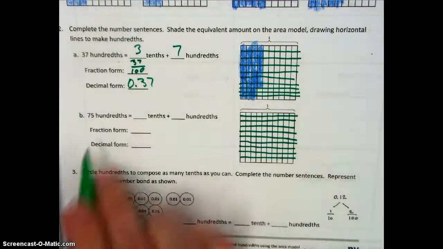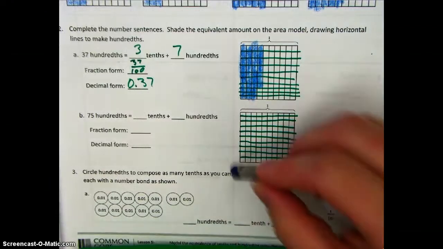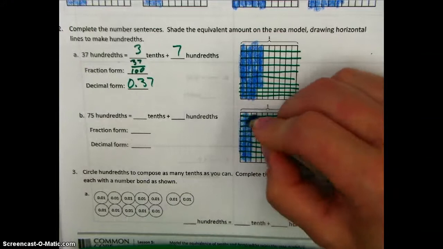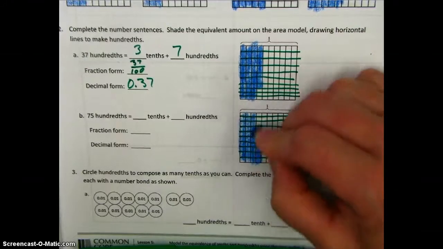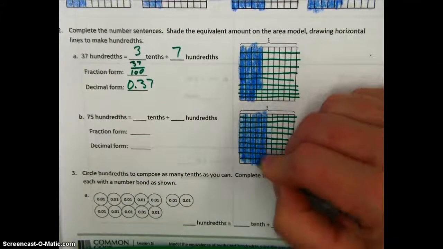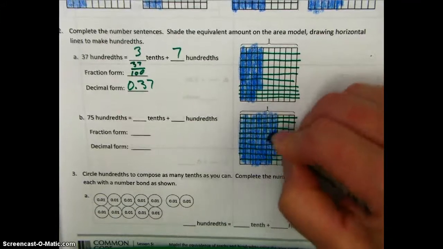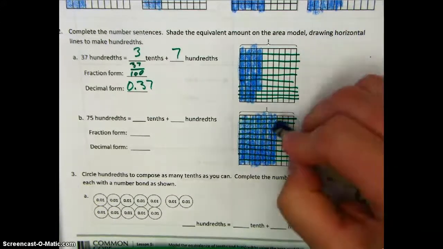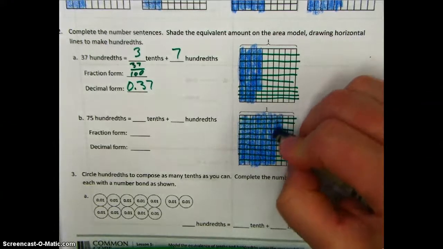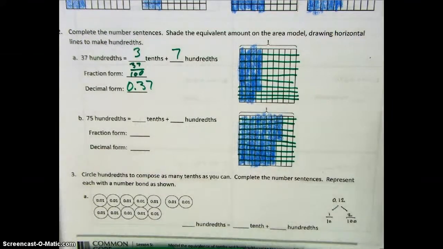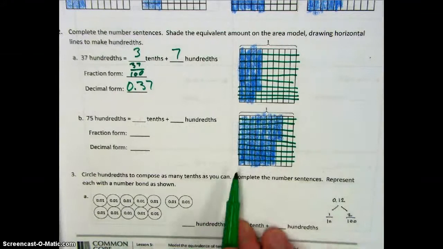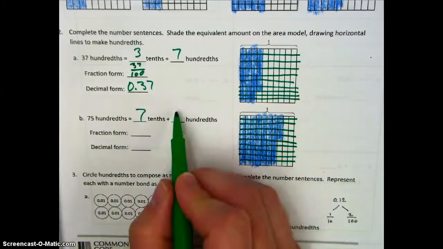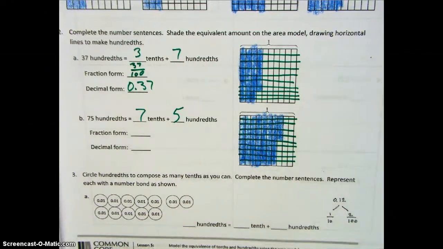And we're going to be shading in 75 hundredths. So that means I have 10, 20, 30, 40, 50, 60, and there's 70. So there's our 70 hundredths. Now I have 5 more hundredths after that. So there's our 75 hundredths. So I can see that I have 7 full columns, so I have 7 tenths, and then 5 hundredths in my partially filled column.